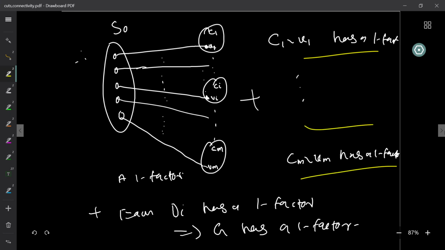And then we have this matching between these vertices. Each of these vertices is saturated now. And then the remaining D_i's are even components, and by induction, that also has a one factor. And putting all this together, all the vertices are saturated, so therefore the graph has a perfect matching or one factor.